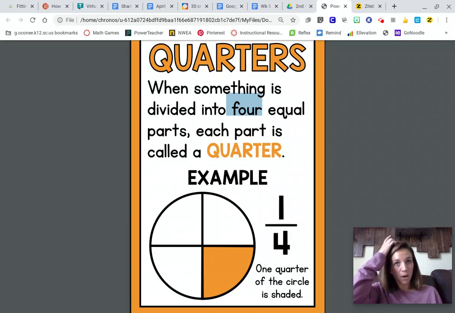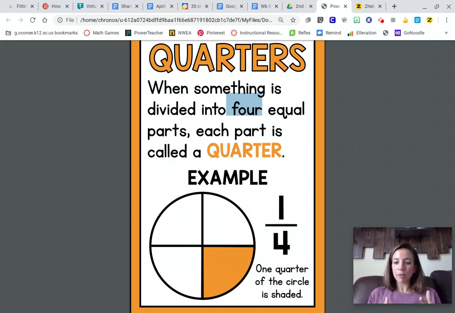If you think about running the mile on a track, it takes 4 laps to run that mile. Well, they call the first lap a quarter because it's 1 lap. If you were to do 2, it would be 2 quarters. So you can use it that way, but the main thing you need to know is that it's divided into 4 equal parts. If you notice, no part is bigger than any other part, and 1/4 of it is shaded.